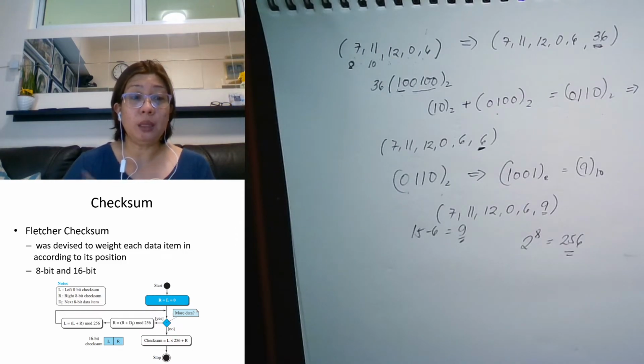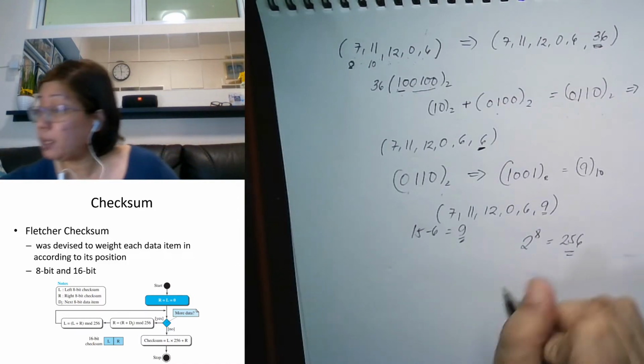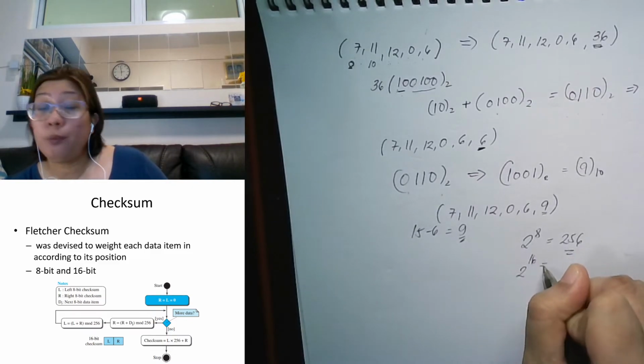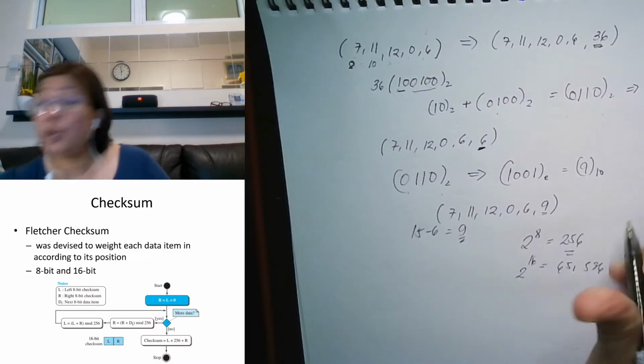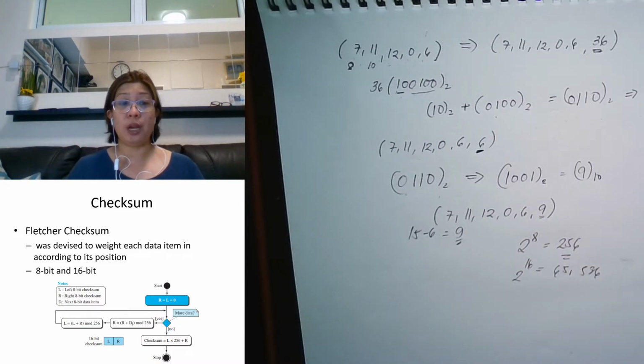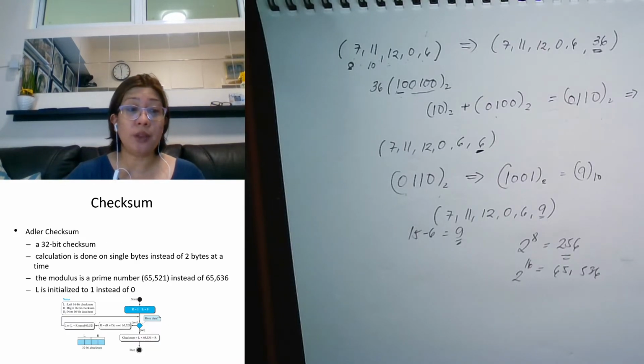So, the calculation is done using modulo 65,536, or that is 2 raised to 16, which will give you 65,536. Okay, so that is the difference between a 16-bit and an 8-bit. Another type is the Adler checksum.